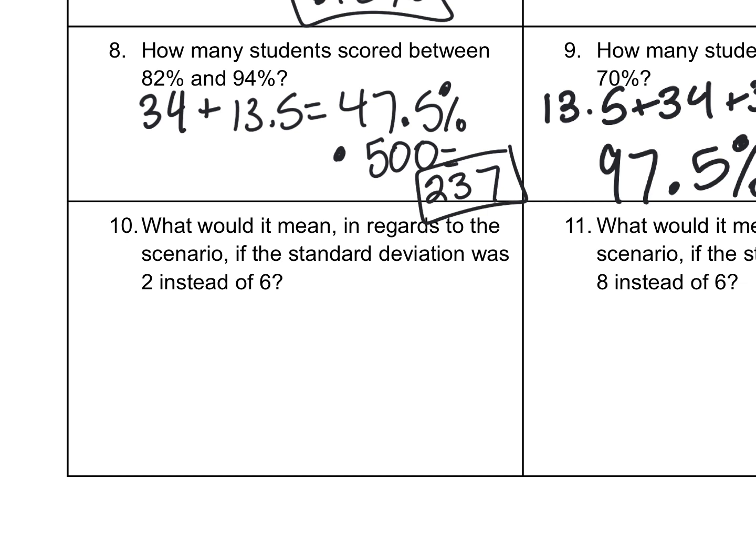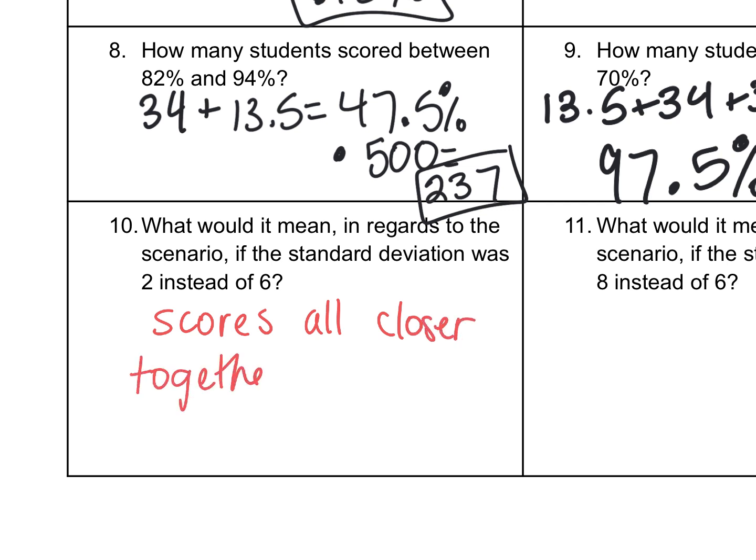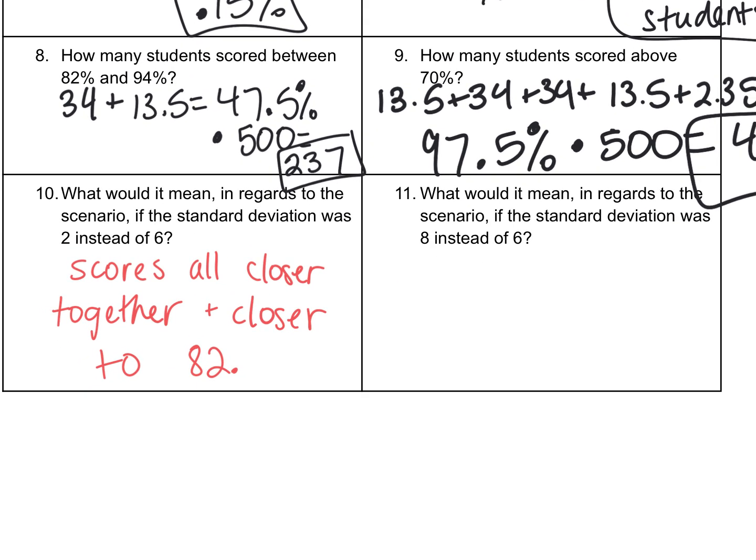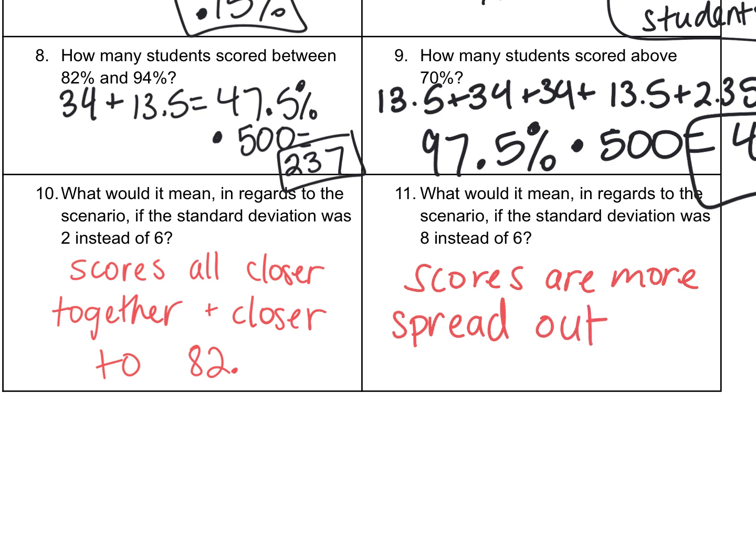So remember, standard deviation is how spread out your data is. So if you're going to have a standard deviation of 2 instead of 6, the scores are all going to be closer together and closer to your mean, which Noah said was 82. Love it. So then going the opposite direction, if I made the standard deviation 8 instead of 6, what would that mean? Yeah, the scores are going to be more varied. Scores are more spread out around your mean. We got some high scores, we got some low scores, okay?